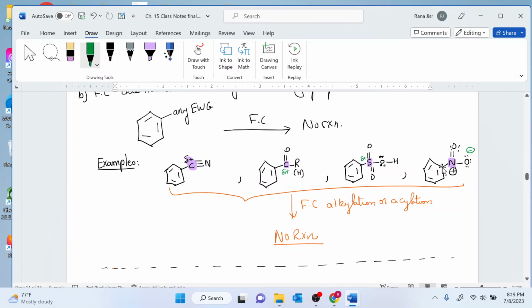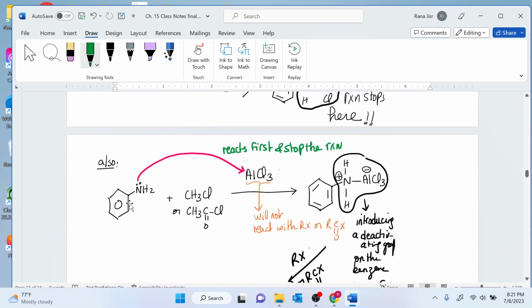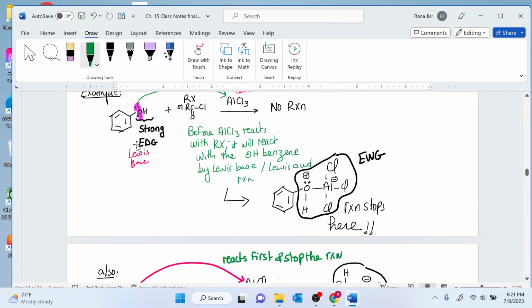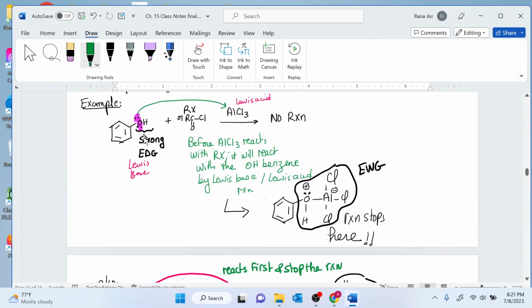I will give you a table with electron withdrawing groups and electron donating groups. You don't need to memorize those groups; you can get those in the exam. So any electron withdrawing group on the benzene will end up not having a reaction with Friedel-Crafts acylation or alkylation. Friedel-Crafts also doesn't work if I start with phenols or if I start with aniline. OH and NH2 are not electron withdrawing groups. These have lone pairs, and because they have lone pairs, these are considered to be strong electron donating groups.